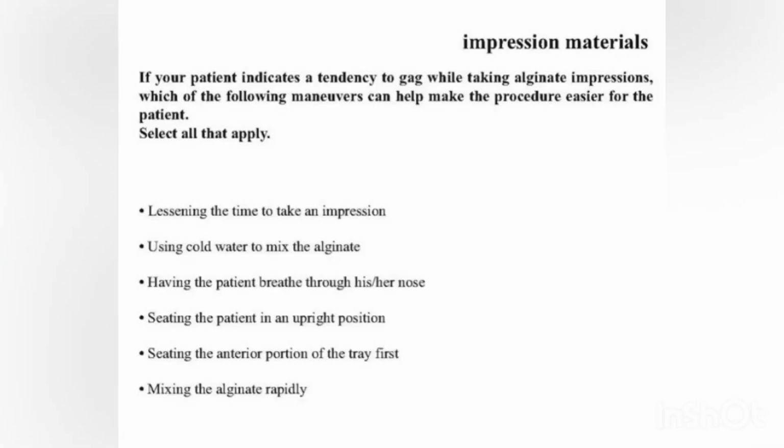So the next test. If your patient indicates a tendency to gag while taking an alginate impression, which of the following maneuvers can help make the procedure easier for the patient? Select all that apply. Lessening the time to take an impression, using cold water to mix the alginate, having the patient breathe through his or her nose, sitting the patient in the upright position, setting the anterior portion of the tray first, mixing the alginate repeatedly.